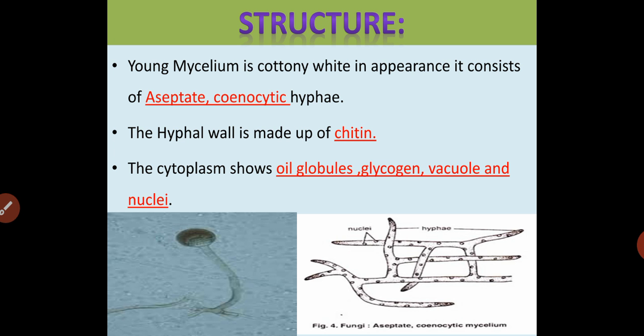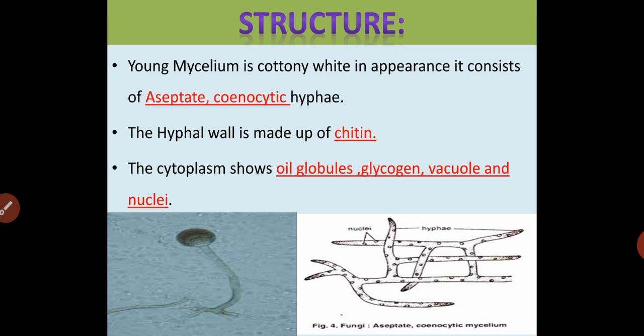This is the structure of the Rhizopus hyphae. The young mycelium is cottony white in appearance. It is aseptate and cenocytic in nature. Aseptate means septa are absent. Cenocytic is the condition in which multiple nuclei are present. The hyphal wall is made up of chitin. The cytoplasm shows oil globules, glycogen, vacuoles and nuclei in it.